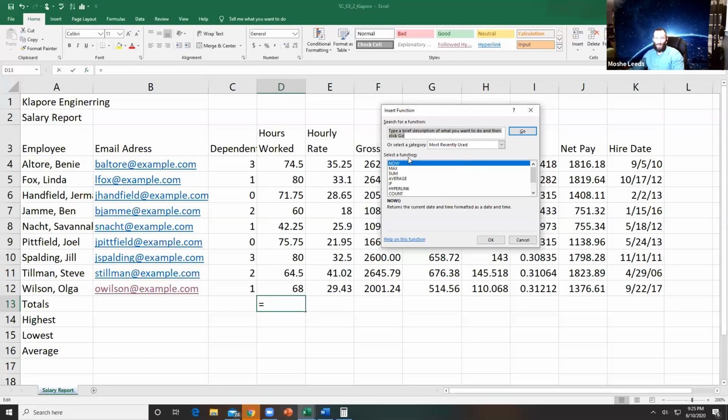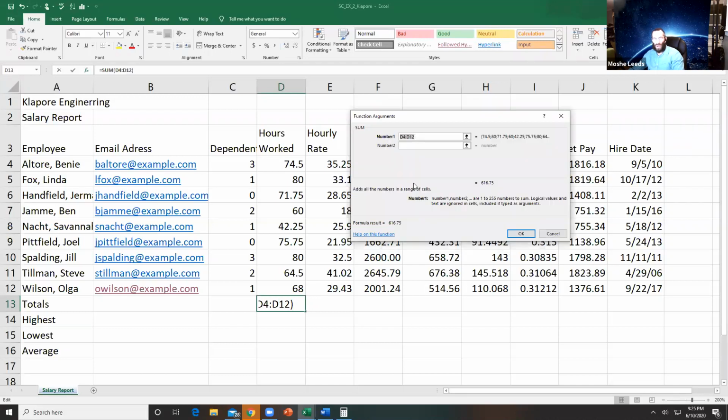Okay, so I want a sum function, and by the way, it also shows you what the function does. And here's just a few of them. And notice there's categories, and we will actually explore a few different ones throughout the next few classes. But it automatically goes to the most recently used, and I want a sum option. So here, it adds all the numbers in a range of cells. Okay, I press OK. Now, it is asking me to select the cells which I want to select.